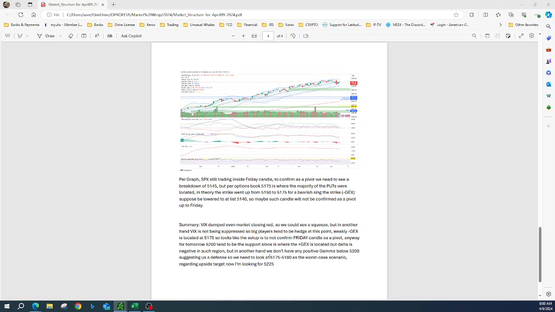Okay? Enjoy the day. Take care. Pay attention to the levels. Review the levels. And as I said, I'm willing to buy puts as soon as SPX backtests 5,225, especially today. Take care.